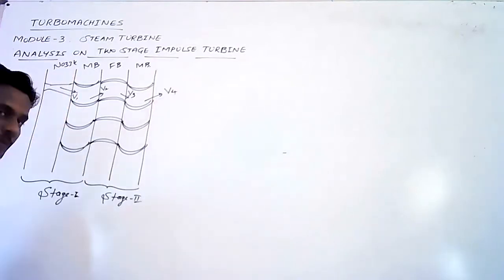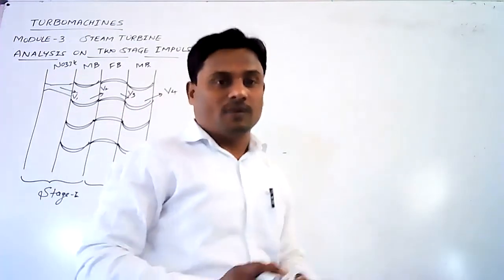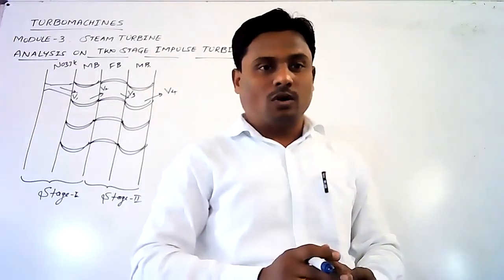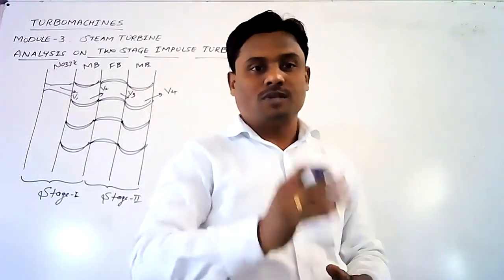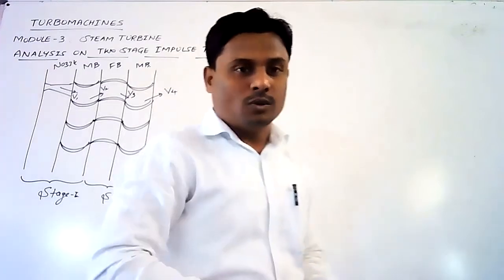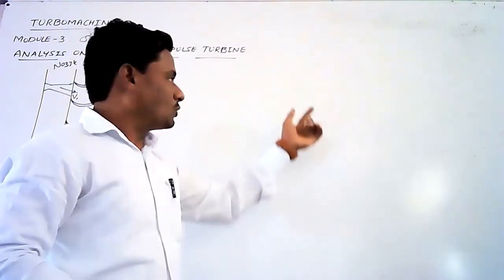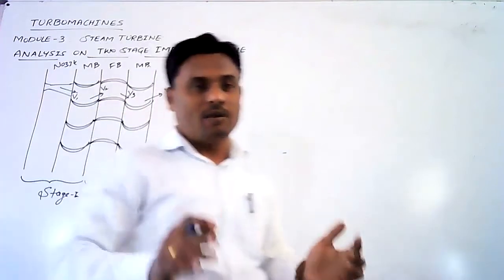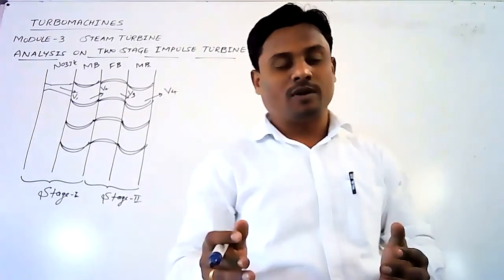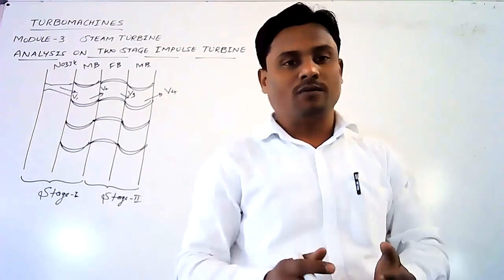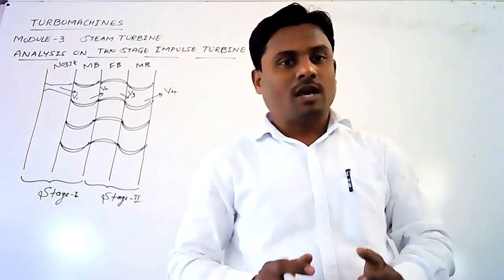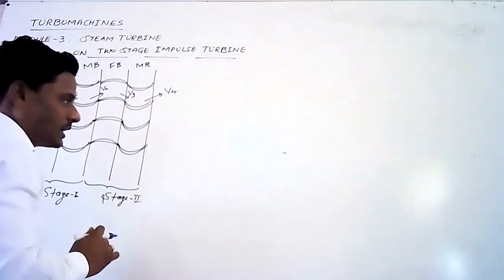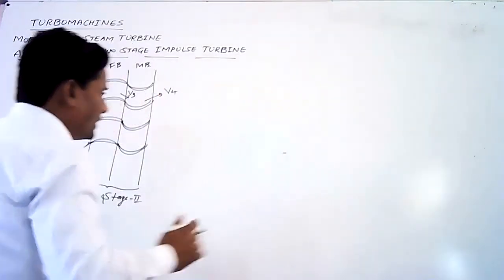Now, as far as angles and velocities are considered, in solving the numericals or while deriving the equation for two-stage impulse turbine, I'll show you the sequence to draw the nozzle, moving blade, fixed blade, and moving blades, so that you will not have any confusion which one is alpha 1, which one has to take the beta 1, beta 2, and B1 and B2. Everything will be clear if you draw the sequence diagram. So let us see how to draw this sequence diagram while solving the numericals or while deriving the equation.